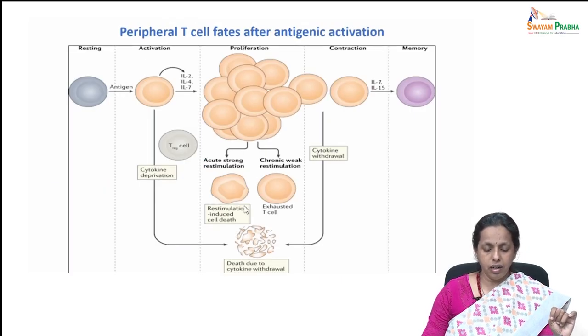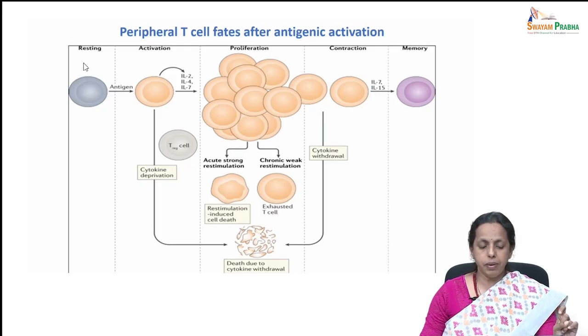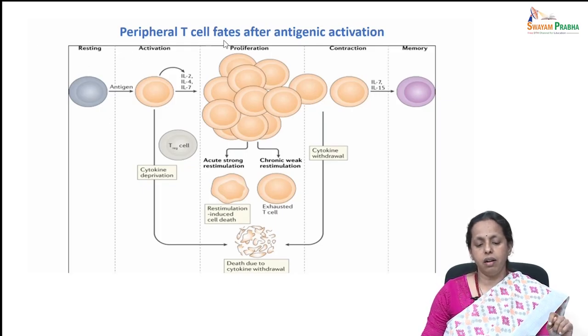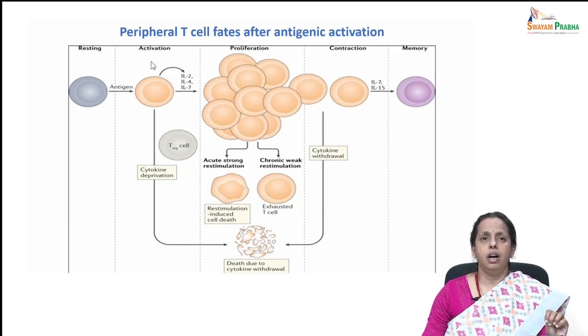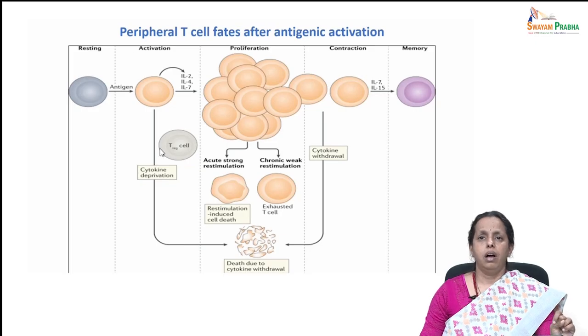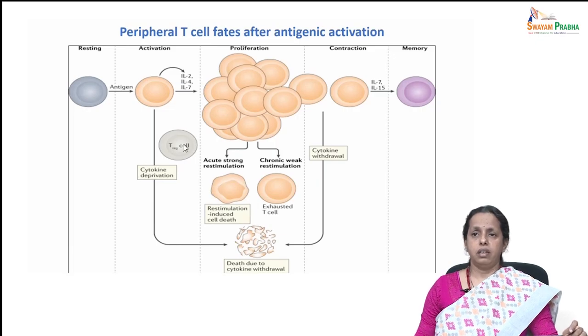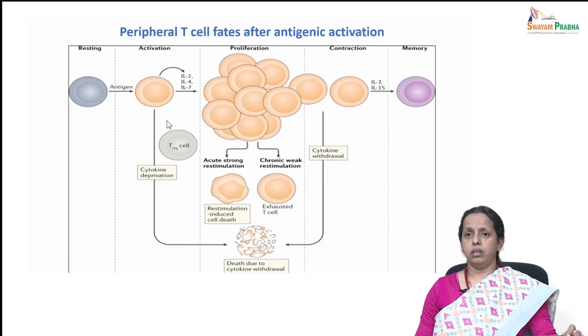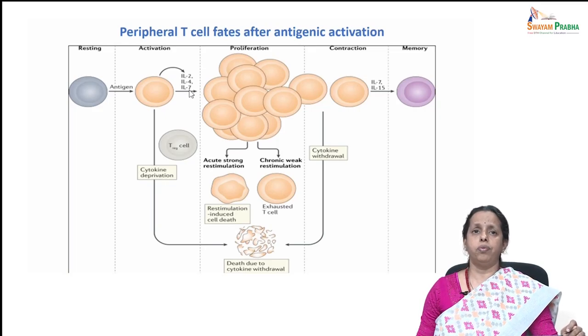This is my earlier slide, where I'm trying to talk about memory. What happens to a peripheral T cell's fate after antigen activation? You have the different stages: resting, activation, proliferation, contraction, and then memory. Resting T cells become activated after stimulation by their cognate antigen, in the presence of antigen presenting cells, and again these are the co-stimulatory signals, for example IL-2, IL-4, IL-7, and they begin to expand in number.